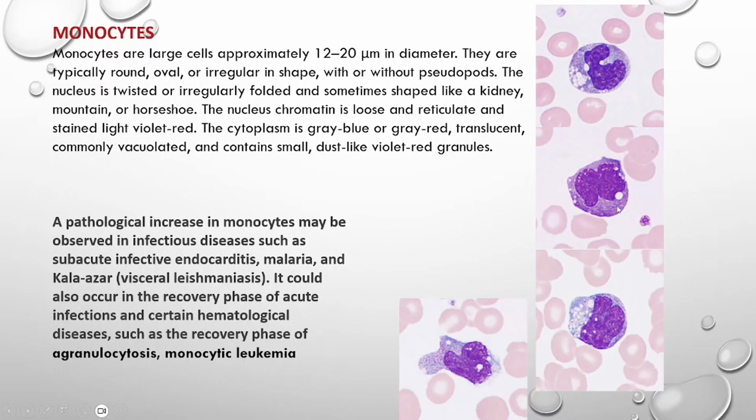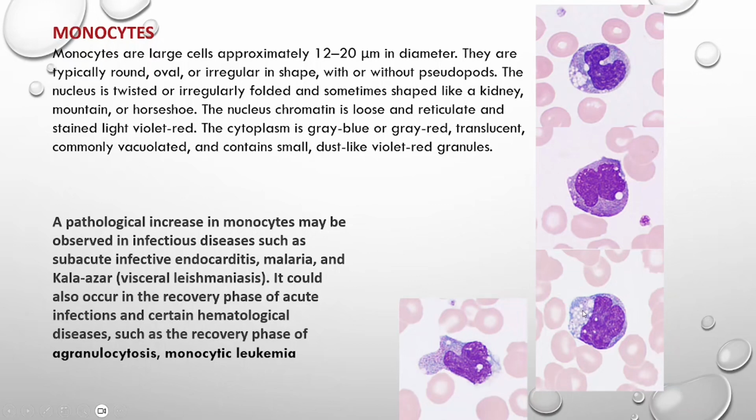There will be vacuoles. Sometimes the nucleus is like a mountain, sometimes like a horseshoe, reticulate and stained light violet red. The cytoplasm is gray blue. Look, gray blue or gray red, translucent, commonly vacuolated and containing small dust-like violet red granules. You can see the cytoplasmic granules and vacuoles.